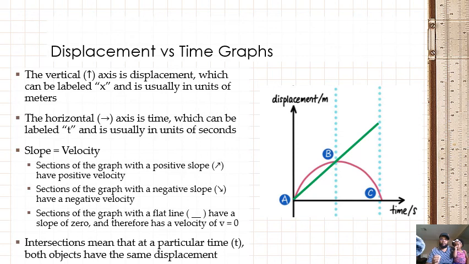Now, the slope is velocity, but the actual point gives you displacement at a particular time. So at point A, which would be time equals 0, both objects are at the same place. At point B, at that particular time, both objects are in the same place again. Okay? So intersections on the graph mean that both objects have the same displacement.